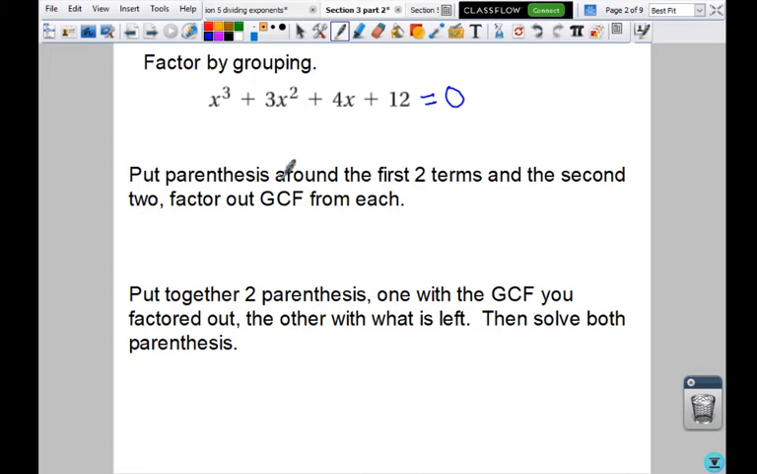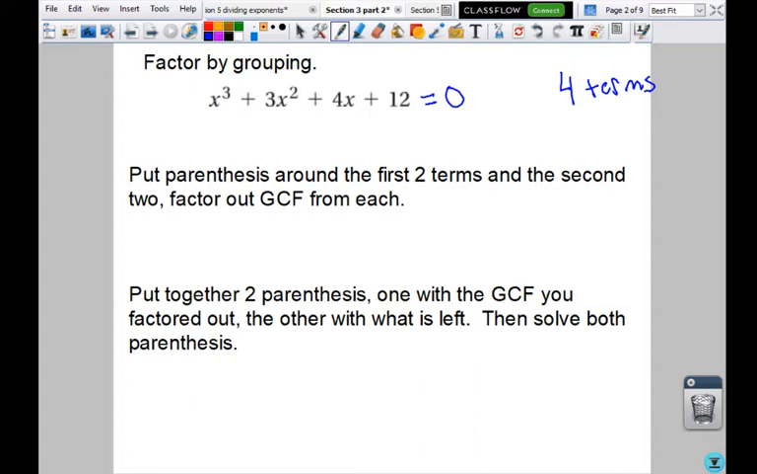So, factor by grouping, we use this when we have 4 terms. If we have 4 terms, we can factor by grouping. When I did quadratics and everything, we only had 3 terms. That was what we did yesterday. On the first part of today's, if we have 4 terms, we're going to do this factor by grouping.